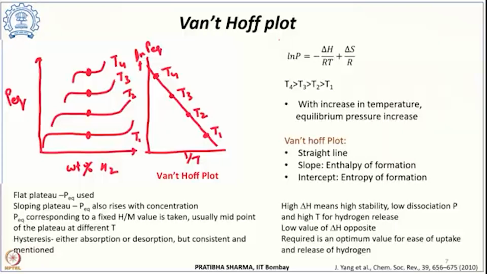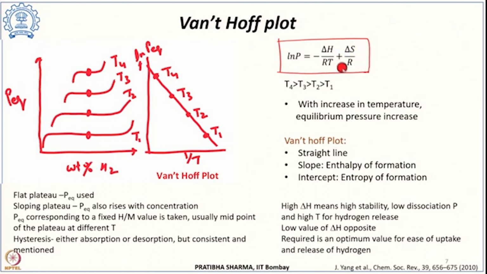Now, we have seen the van 't Hoff plot, or the van 't Hoff equation, in the previous class, where ln P, the pressure, is related to the delta H value. If we plot ln P with 1 upon T, the first term will give us the delta H upon R value, which is the slope of the curve. If we draw a straight line of ln P with 1 upon T, the slope will give us minus delta H upon R, while the intercept will be given by delta S upon R.